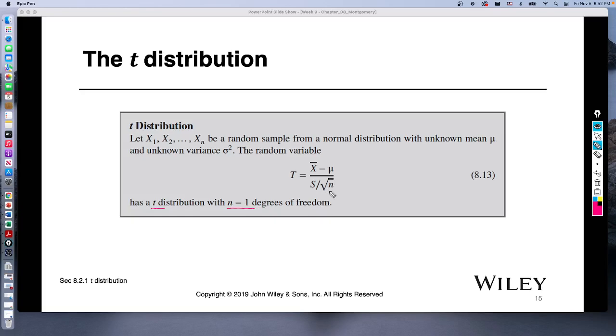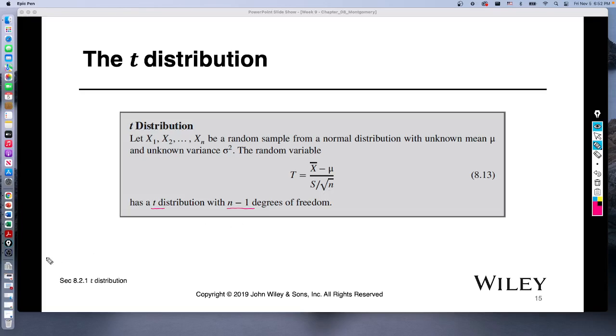So n is the number in the sample, right? There's n pieces of data. If you take n minus 1, those are the ones that are free. One of them is constrained. So what does that mean?